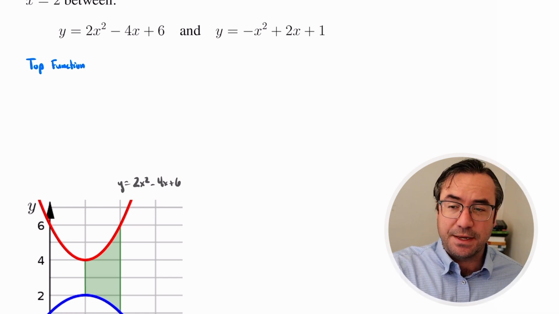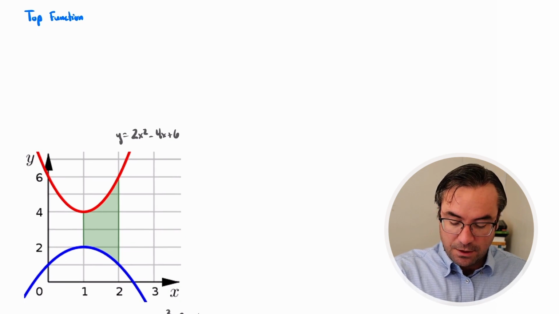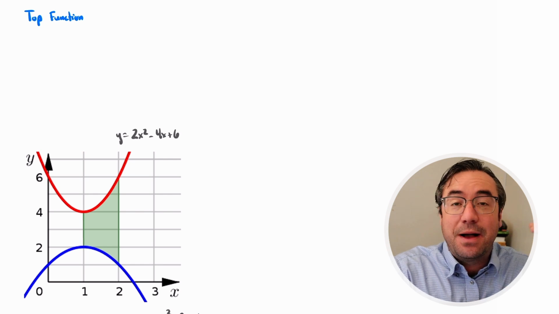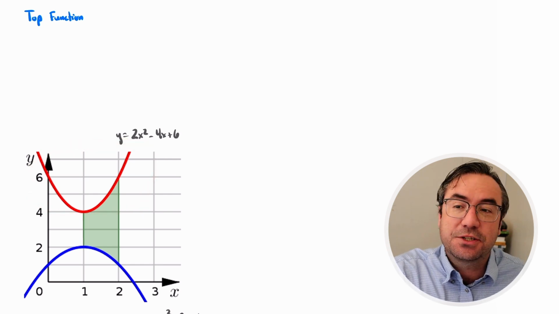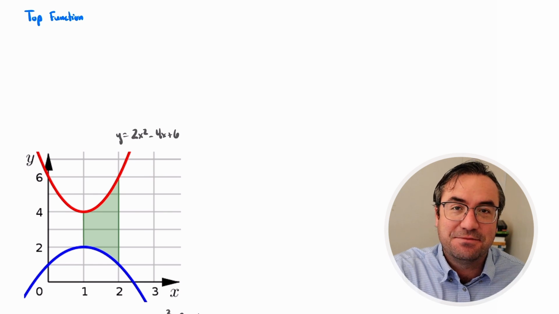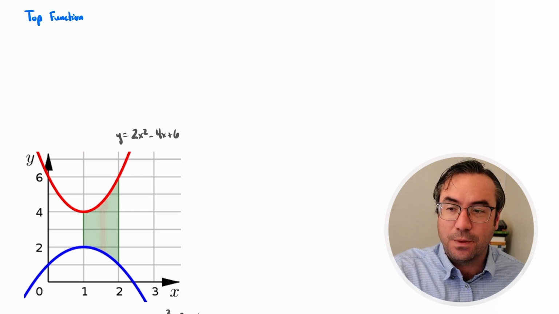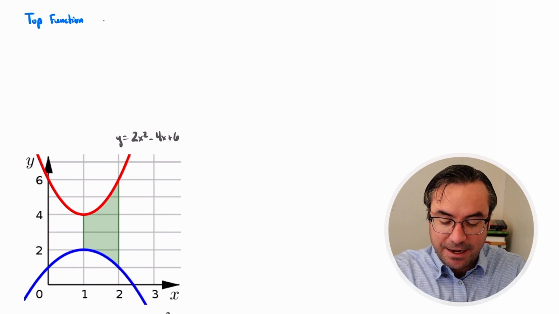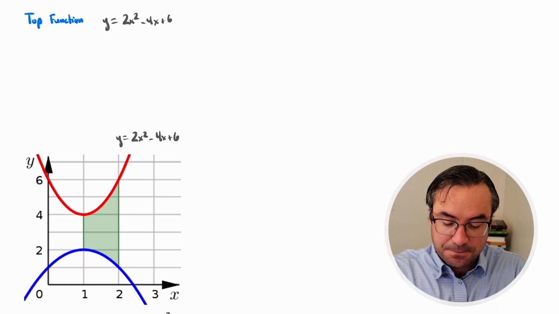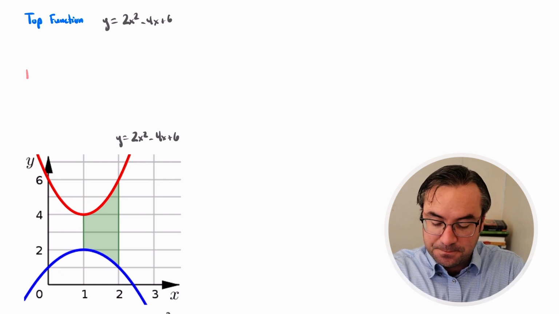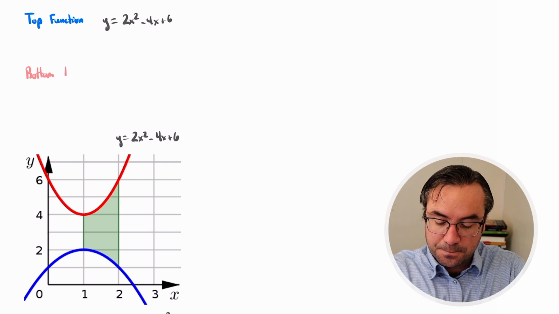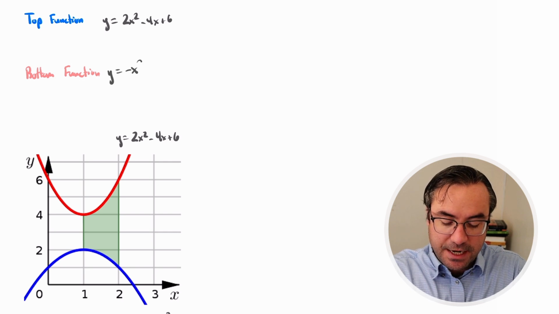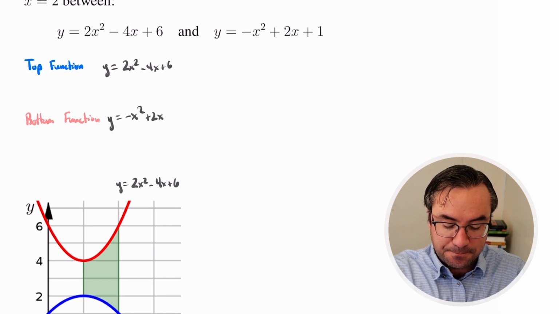And we can do this a few different ways. If we have the graph, we're just looking for whichever curve is higher up on the page. And in this case, 2x squared minus 4x plus 6 fits the bill. It's higher up along the y-axis than this other curve. So just by visually looking at it, we can tell that the top function is going to be 2x squared minus 4x plus 6. And that means our bottom function is going to be the other one, y equals negative x squared plus 2x plus 1.